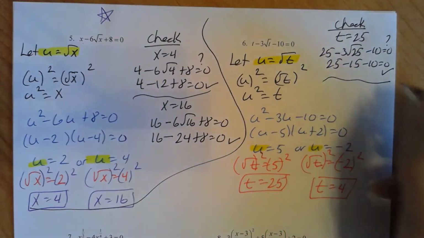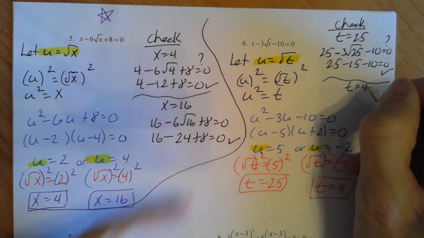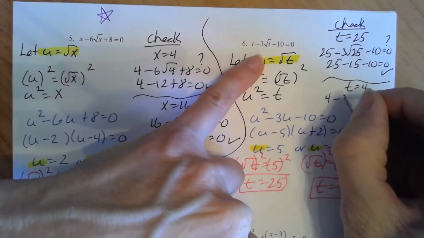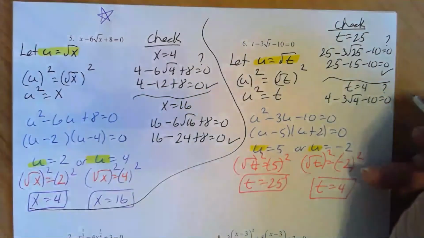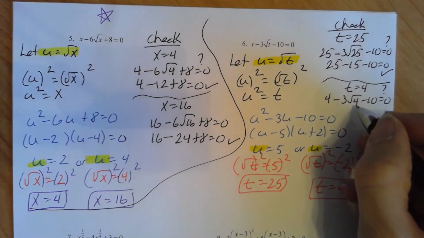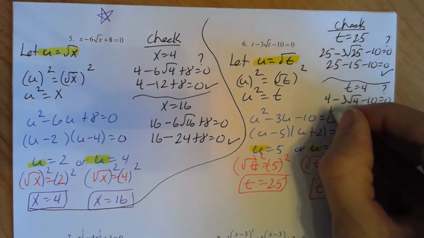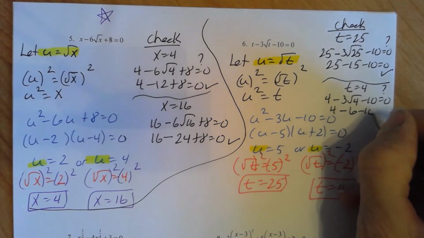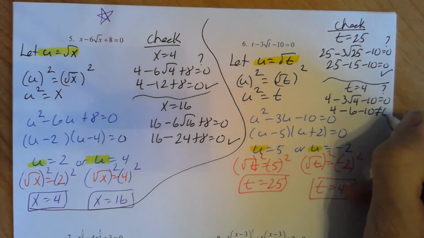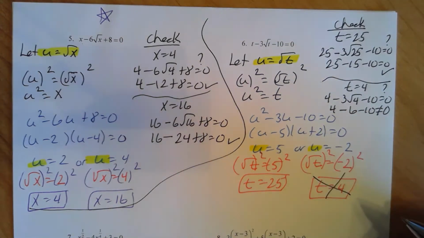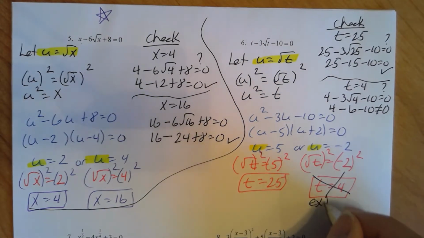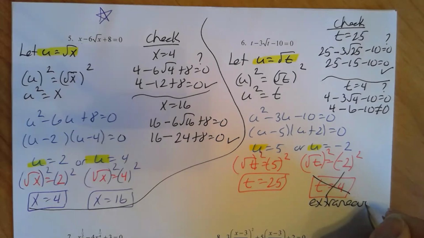Now let's check t equaling 4. If you plug in a 4, you get 4 minus 3 square root of 4 minus 10 is supposed to equal 0. Well, the square root of 4 is 2, and 2 times 3 is 6, so I get 4 minus 6 minus 10. That does not equal 0. So t equaling 4 gets crossed out. That's considered extraneous.